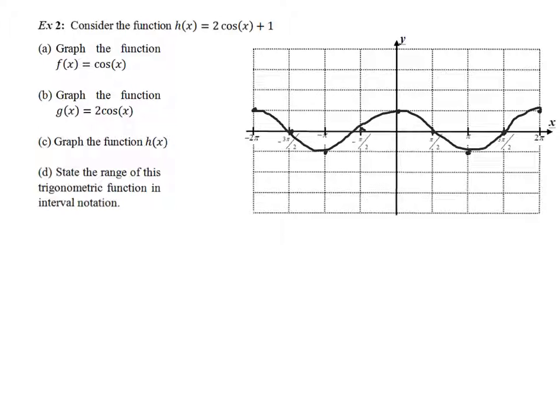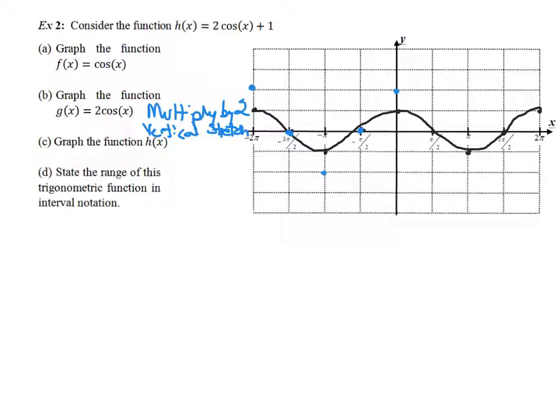In part B, we want to go ahead and graph the function g of x is equal to 2 cosine of x. Now for this one, we know that we are going to multiply each of our y values by the constant 2. So of course this should be a vertical stretch. So every place I have a height of 1, I'm going to get a height of 2. Every place we have a height of 0, 0 times 2 is still 0. Negative 1 becomes negative 2.